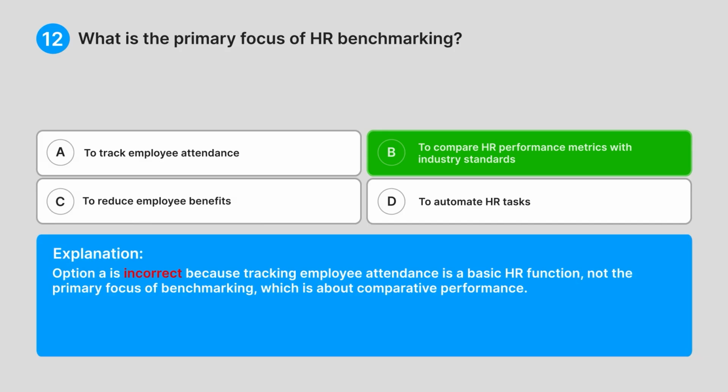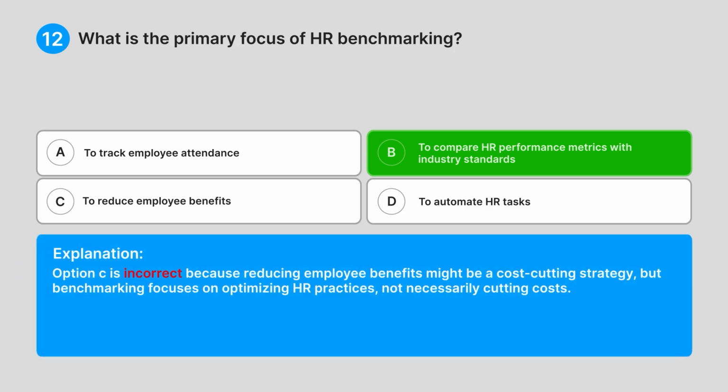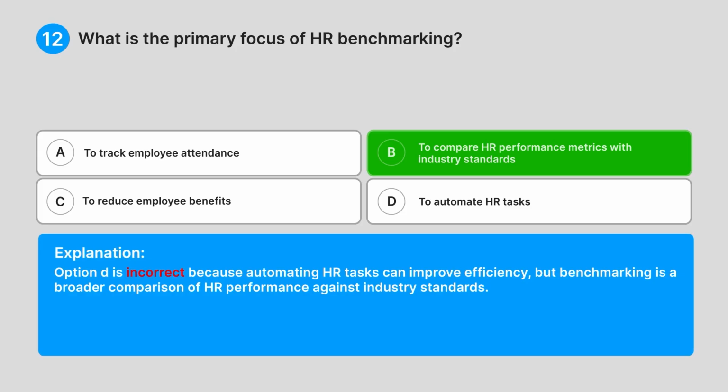Option A is incorrect because tracking employee attendance is a basic HR function, not the primary focus of benchmarking, which is about comparative performance. Option C is incorrect because reducing employee benefits might be a cost-cutting strategy, but benchmarking focuses on optimizing HR practices, not necessarily cutting costs. Option D is incorrect because automating HR tasks can improve efficiency, but benchmarking is a broader comparison of HR performance against industry standards.